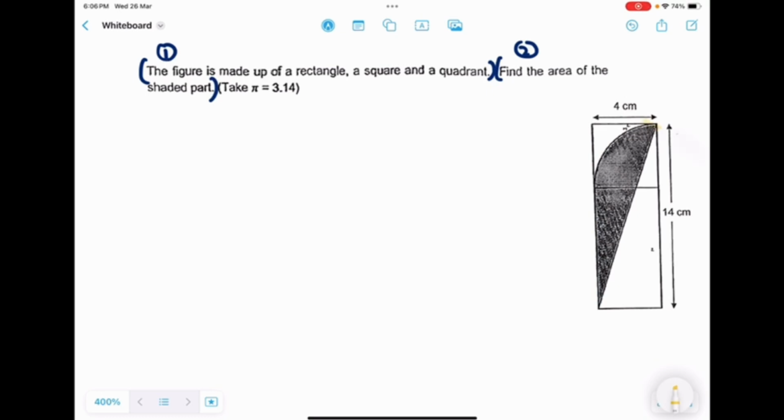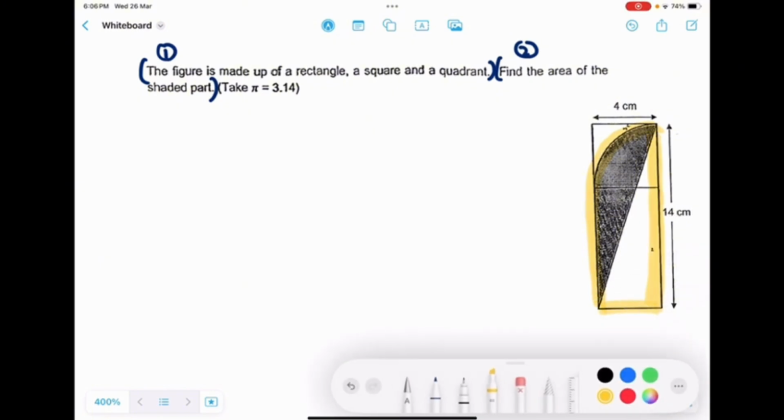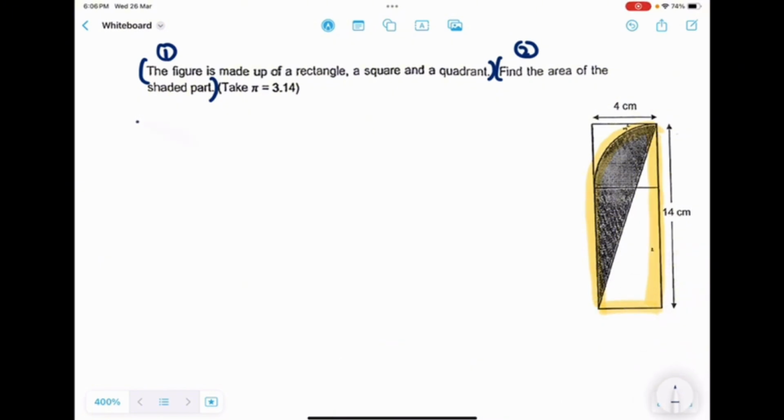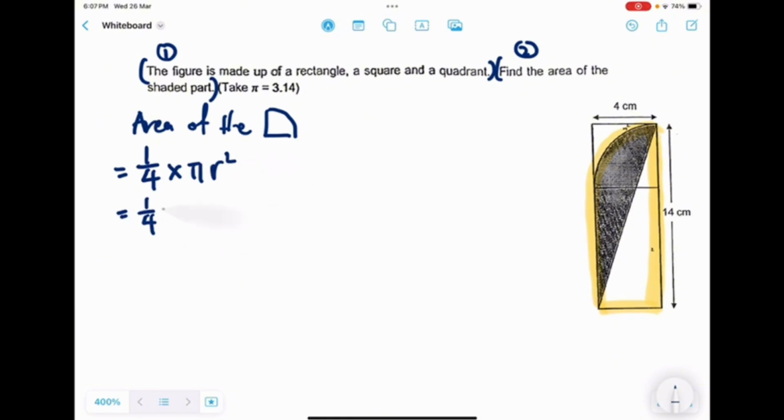First thing I want to do is to identify my big. Looking at the image, I know that I want my big to be the quadrant plus the rectangle. Alright, so first thing I want to do is to find the area of the quadrant. And I know the formula of area of quadrant is just 1/4 times pi r squared. And that will give me 1/4 times 3.14 multiplied by the radius of 4 cm squared. What this will give me will simply be 12.56 cm².